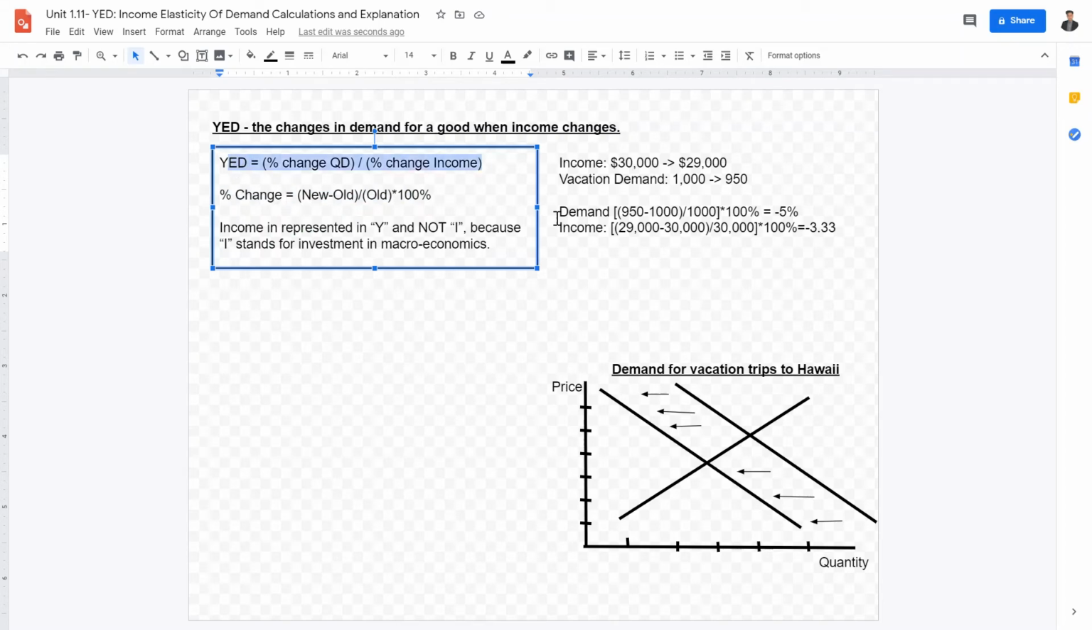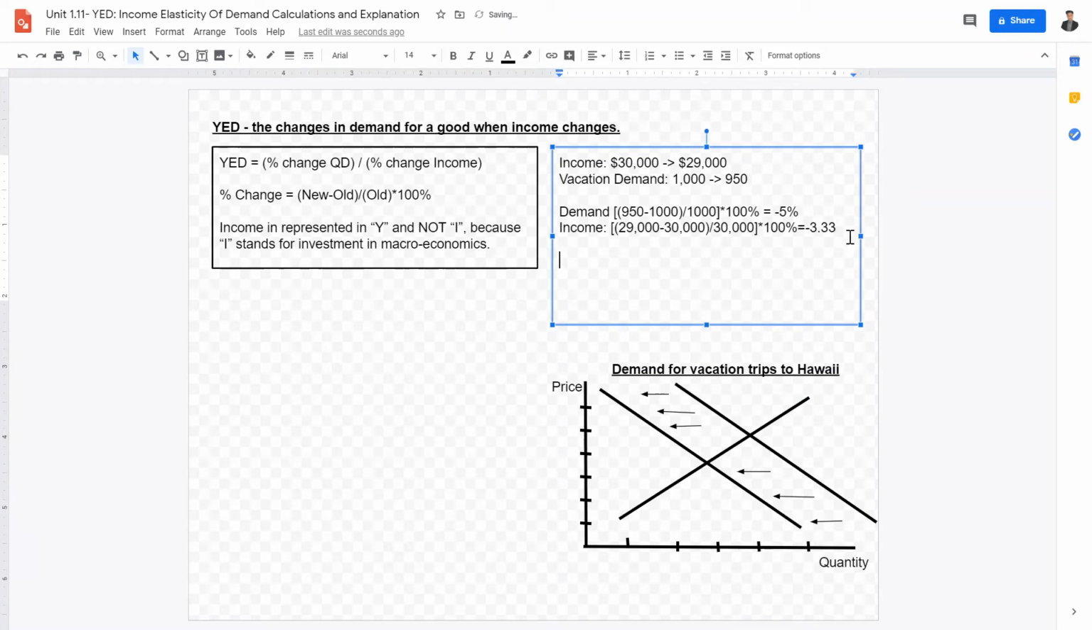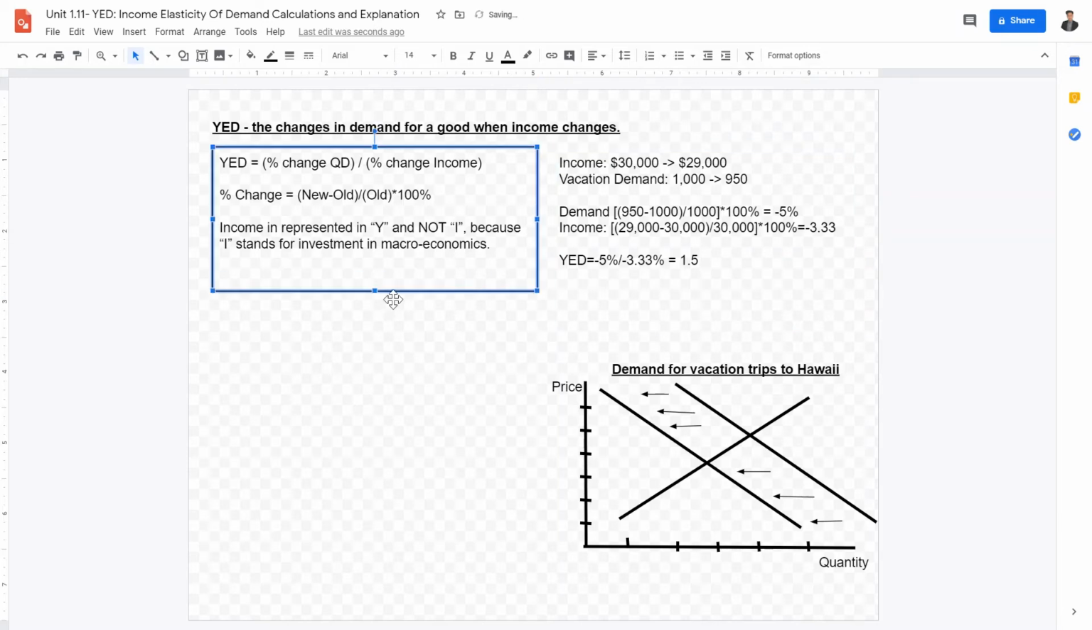After getting the percentage changes, we plug them into the YED formula. So let's plug these results into the YED formula. The YED formula states that YED equals the change in quantity demanded divided by the change in income. So the change in quantity demanded is negative 5%, divided by the change in income, which is negative 3.33%. So this will give us a result of roughly 1.5. So YED equals 1.5. That is our result.